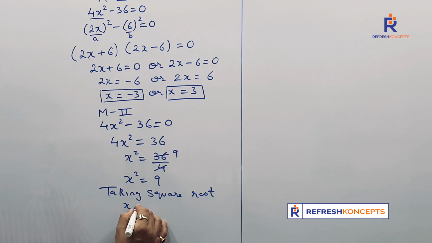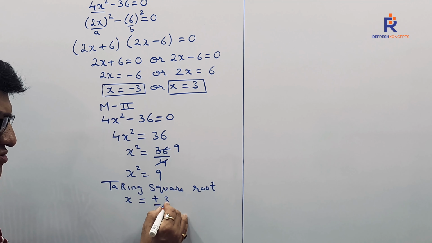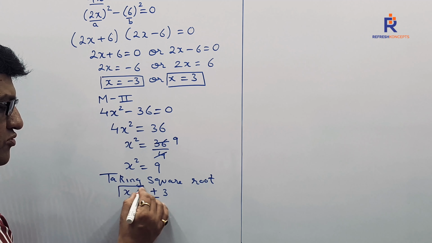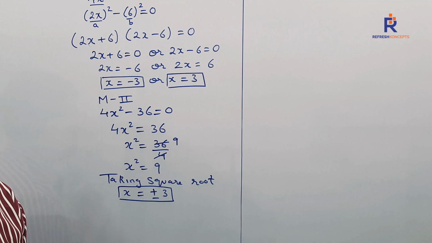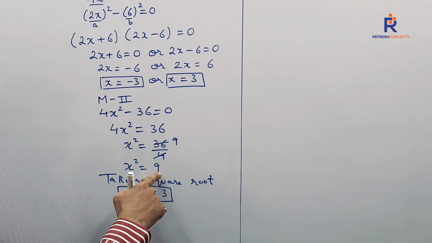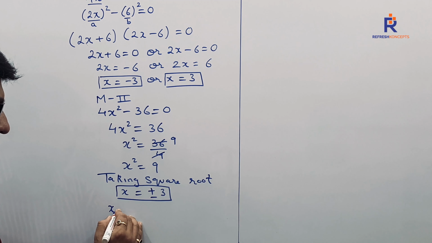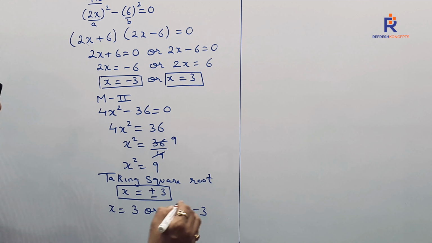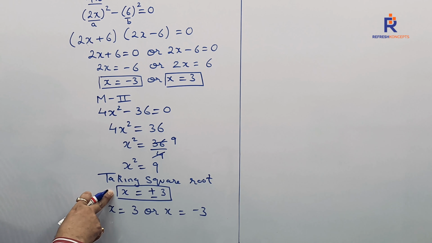Shall I say x is equal to plus or minus 3, children? This is what I wanted my students to remember if they go with method number 2. There are many who must have said x is plus 3, but children, the square root of any positive integer is plus or minus 3. So I'll write this as x is equal to 3 or x is equal to minus 3. That's the only reason I ask my children not to take method number 2.